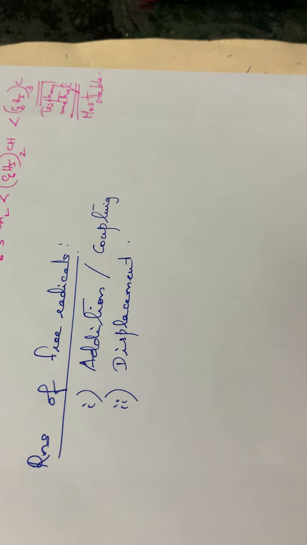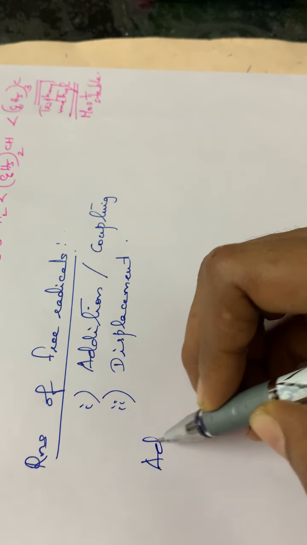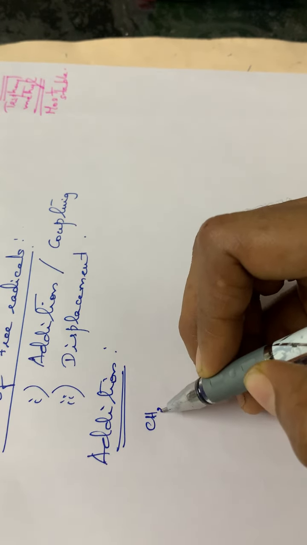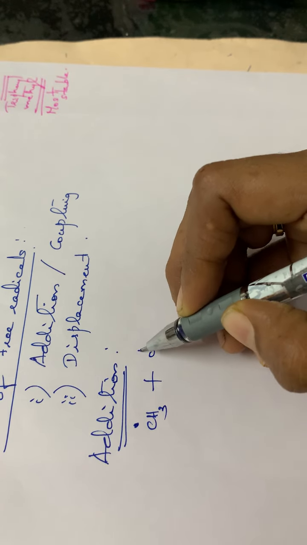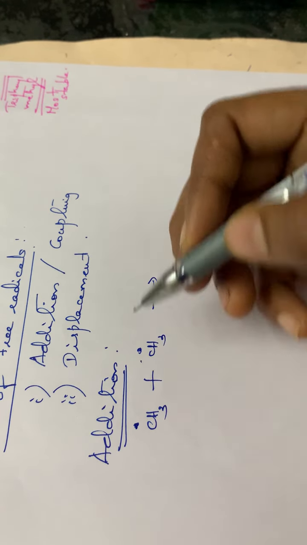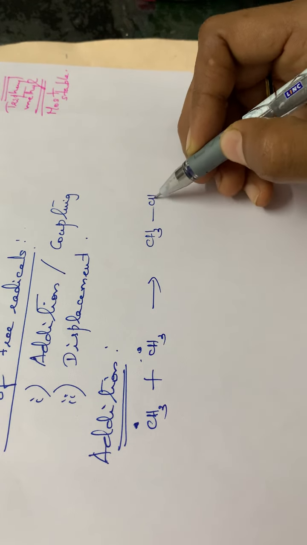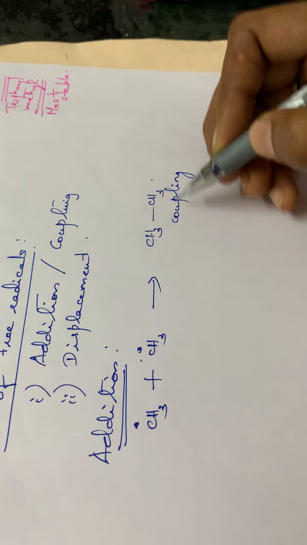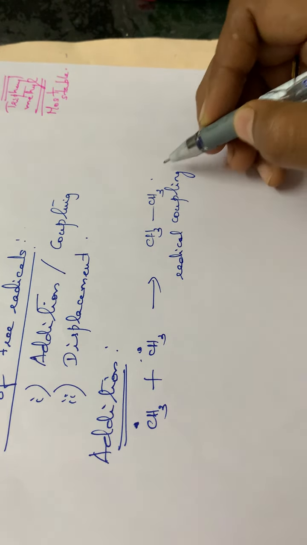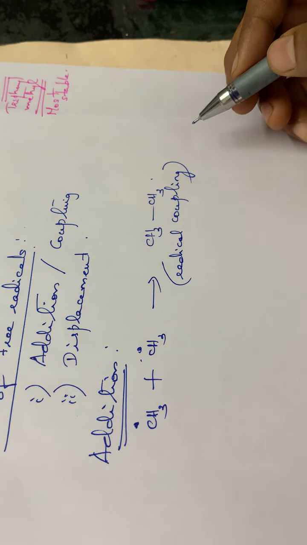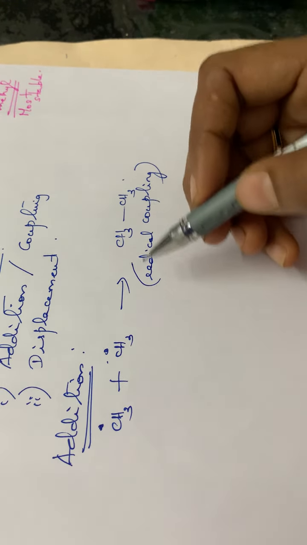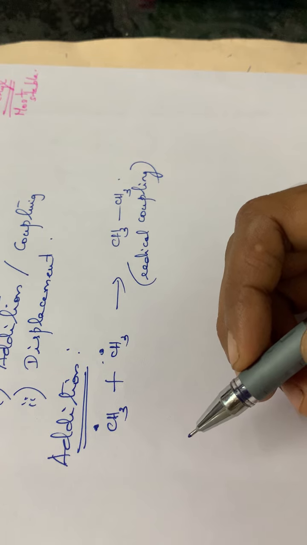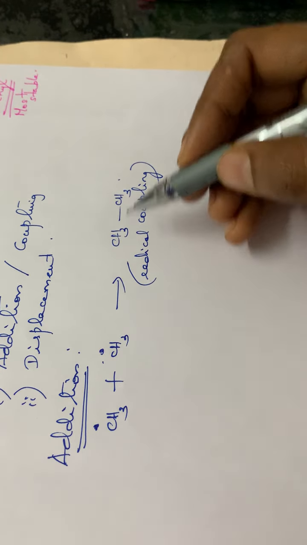See here, for example, first of all we can go through the addition reaction. For example, CH3 dot plus CH3 dot, it is a simple reaction. These two will be joining to form a bond, so that it becomes CH3-CH3. So this is an addition or a radical coupling reaction, free radical coupling reaction. Then this coupling can be in another form also. There can be a radical disproportionation also. This is radical coupling, a simple joining of these two radicals.